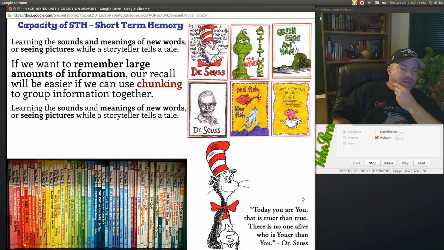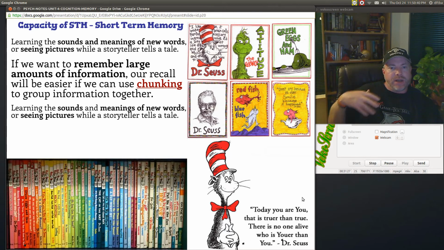In some ways, that's the way this works with Dr. Seuss. You're learning the sounds and meanings of new words and seeing pictures while the storyteller tells a tale. So you're weaving that together. One fish, two fish, red fish, blue fish. I mean, those are visual clues and cues, and also the sing-songy kind of rhythm to it.